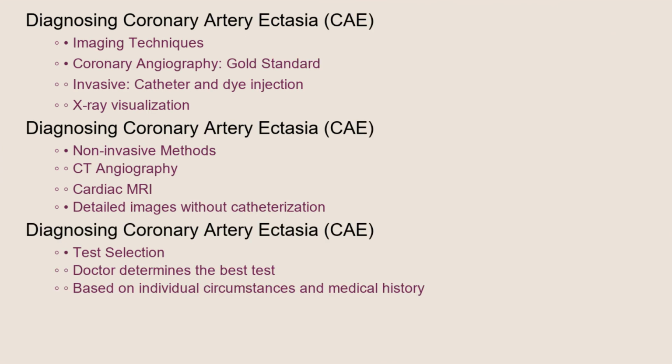Diagnosing CAE typically involves a combination of imaging techniques. Coronary angiography remains the gold standard. This invasive procedure involves inserting a catheter into a blood vessel and injecting dye to visualize the coronary arteries using X-rays. However, non-invasive methods like CT angiography or cardiac MRI can also be used to detect and assess CAE. These techniques provide detailed images of the heart and coronary arteries without the need for a catheter insertion. Your doctor will choose the most appropriate test based on your individual circumstances and medical history.